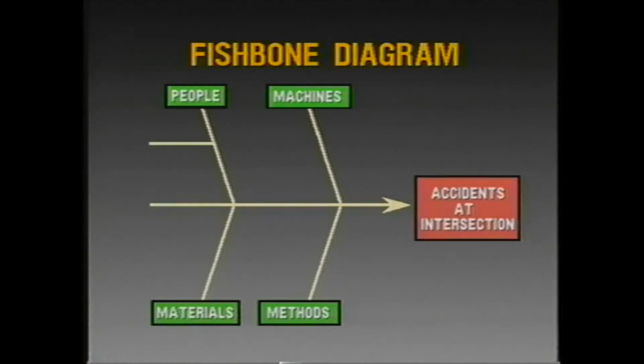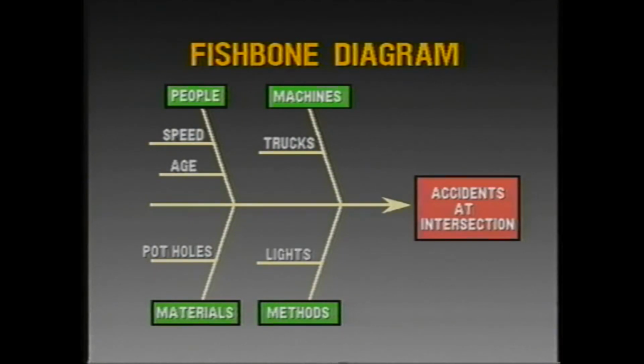For example, are there people causes that we haven't considered yet? Do people drive too fast at that particular intersection? Are there older or very young people in that neighborhood? Are there machine causes of that problem? Are there more trucks in that area or buses? Are there material problems such as road conditions that make that intersection unique? Are there method problems such as the lighting system that might account for why there are more accidents there than in any other intersection? When you've finished your analysis and you're brainstorming around each one of those major categories and some of the subcategories, you've identified what you think are the major causes of the problem.